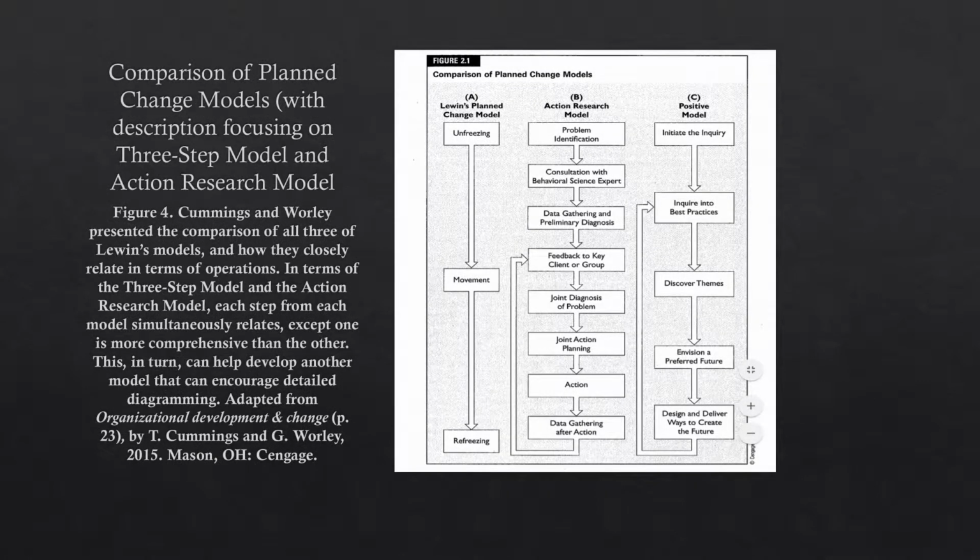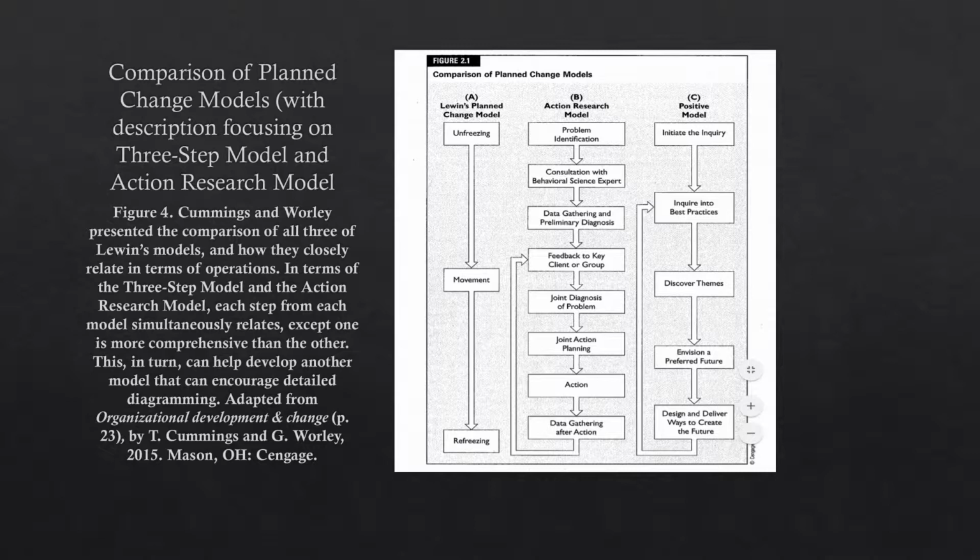And I have here figure 2.1 on page 23 of the Cummings and Worley book, which would translate as figure 4 in the presentation. And I see where you have Lewin's planned change model, or the three-step model, the action research model, and the positive model, which is also known as appreciative inquiry. However, I decided to only focus on two of the models, which I have demonstrated and presented thus far.